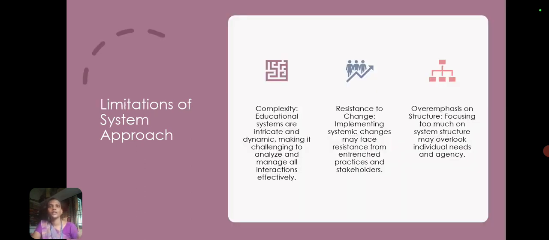So, limitations. Resistance to change and complexity are there. Complexity, in the sense that the educational system is intricate, connected, and very dynamic, so it is very hard to manage all the groups in isolation. And resistance to change, in the sense that for systematic changes we have to get approval from each stakeholder and within the department. So it is resistant to change. Suddenly changing something is very hard.